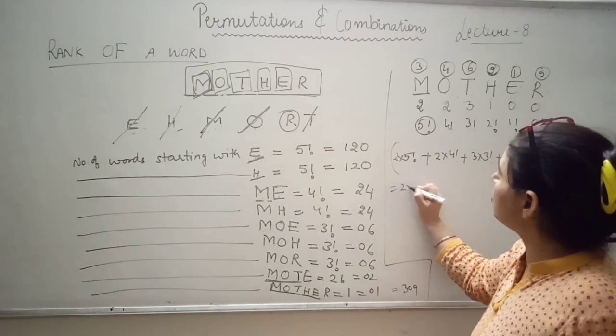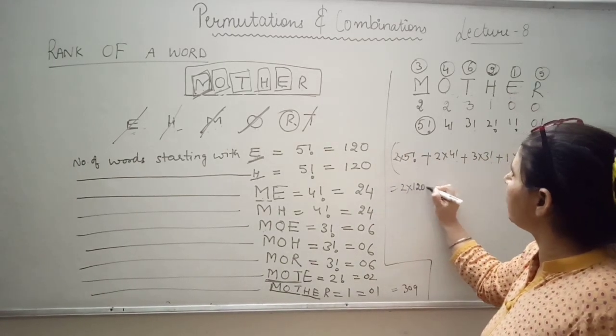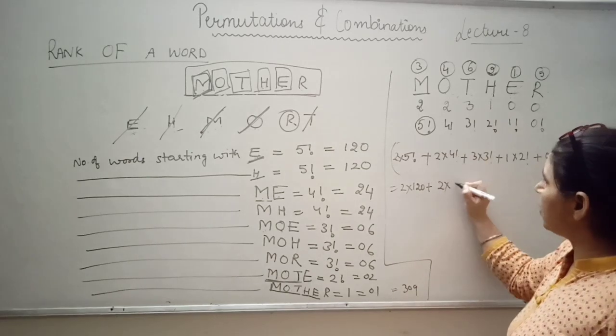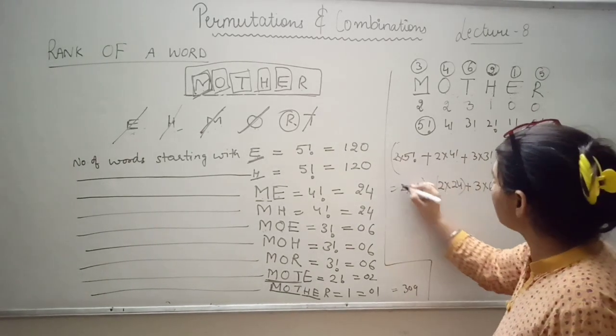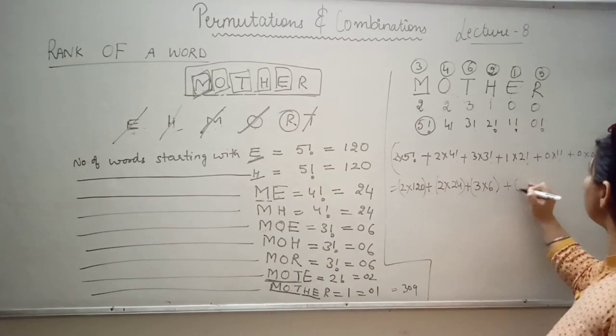So 2 into 5 factorial is 2 into 120. 4 factorial means 24. 3 factorial means 6. Okay. And then 2 factorial means 2.